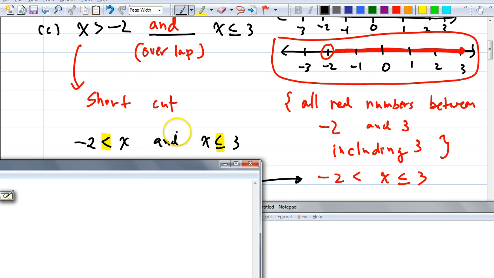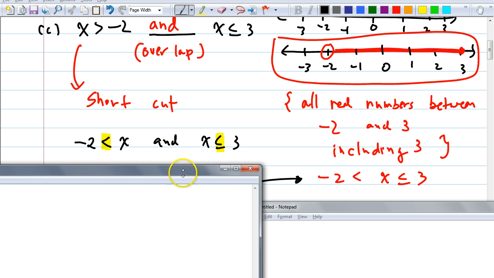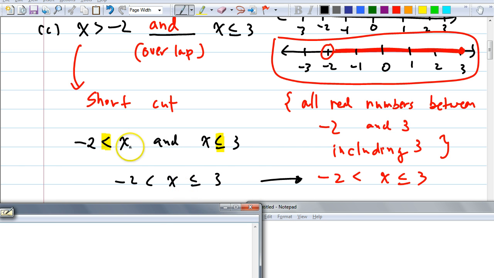And you have "and" in the middle. If you have this, you could squeeze them together, since x is in the middle and they're sharing the same x, and write this shortcut. That's where they get the shortcut from, okay? But they all mean the same.